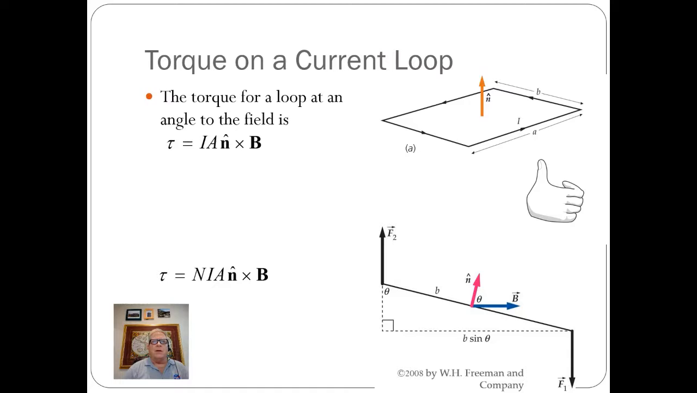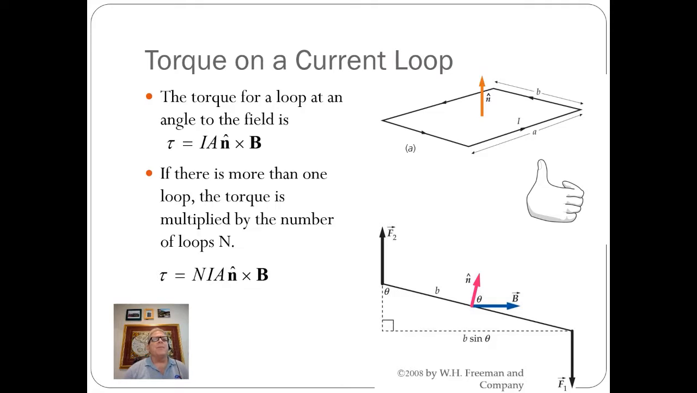So therefore, we can write the formula for the torque on a current loop as I times A, the area of the loop, times the unit vector n crossed into B. Remember, n is just a vector to give us the direction the current loop faces. If there's more than one loop, then you need to add the number of loops that you have. In this case, I've used uppercase N. This doesn't stand for the number of charges per unit volume right now. It just stands for how many loops I have that are going to be experiencing torque in this magnetic field.